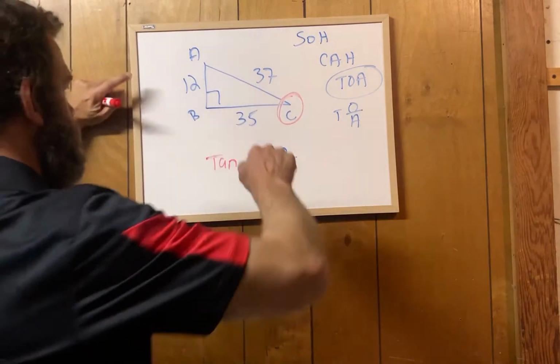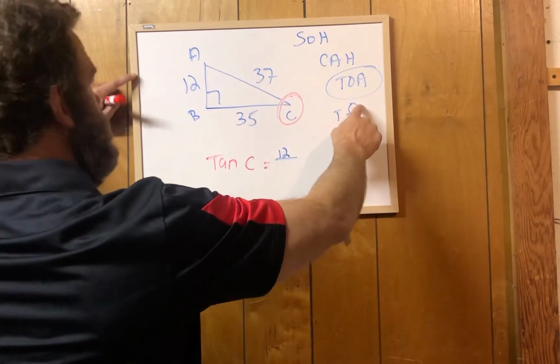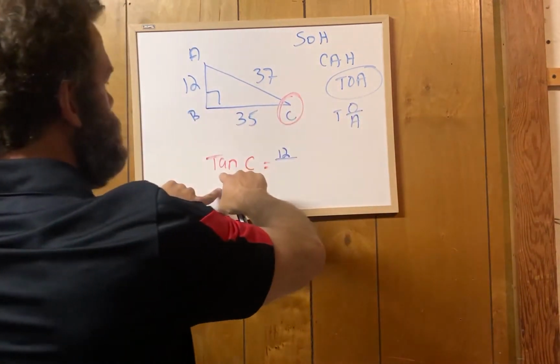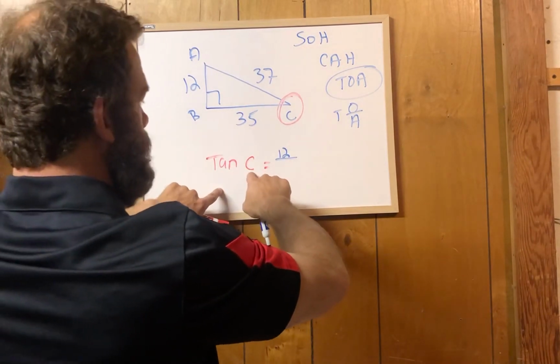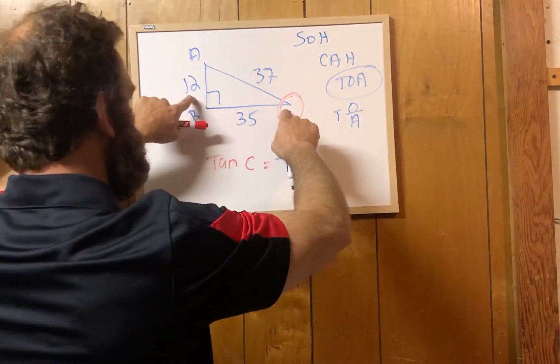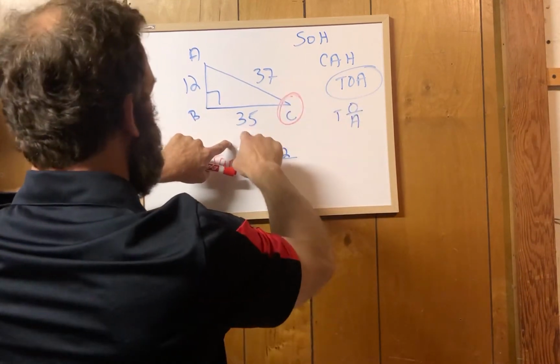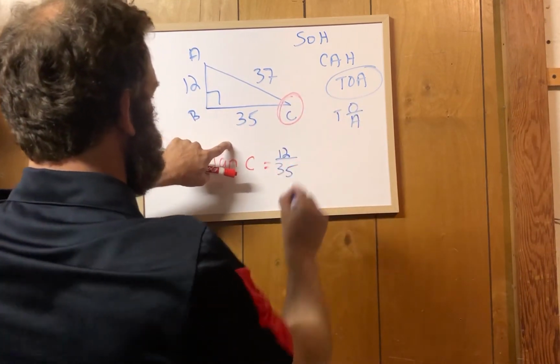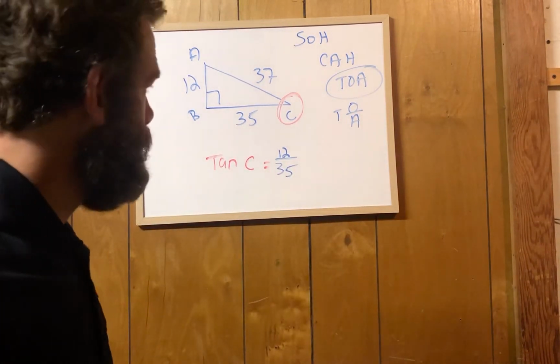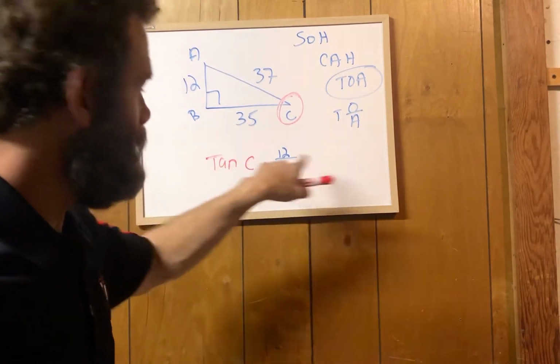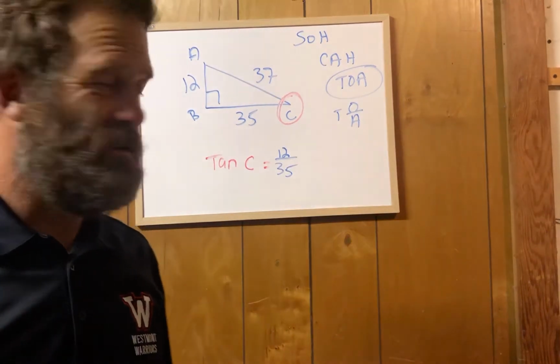So it's opposite from angle C, because it's asking what's the tangent, what's the opposite over adjacent from angle C? 12 over 35. Now, what they want you to do is plug this in your calculator and round to the nearest hundredth.